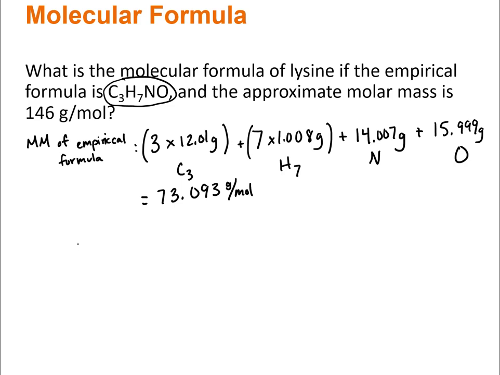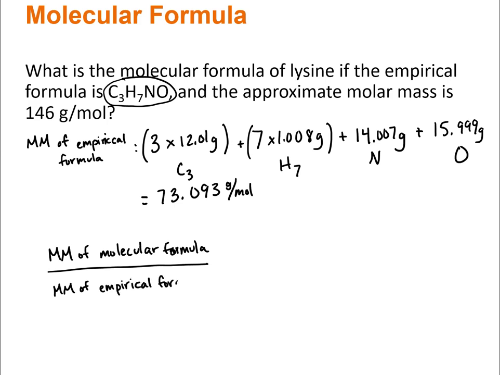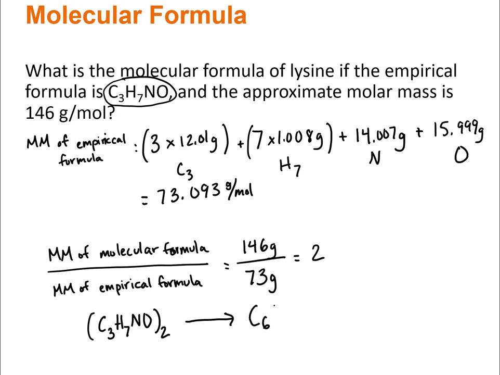Then you take the molar mass of the molecular formula. Divide that by the molar mass of the empirical formula. It's about 73 grams. So that's what we'll put there. And that equals 2. That's our empirical formula. We need to multiply that by 2. C6, H14, N2, O2. That's our molecular formula.